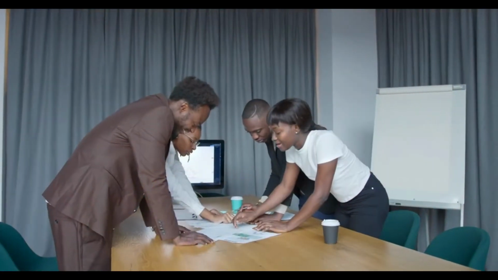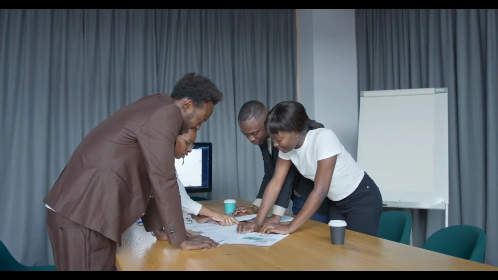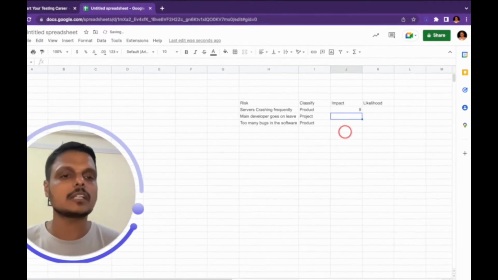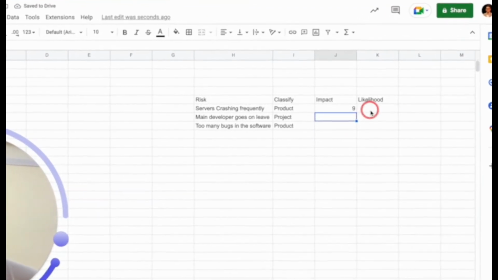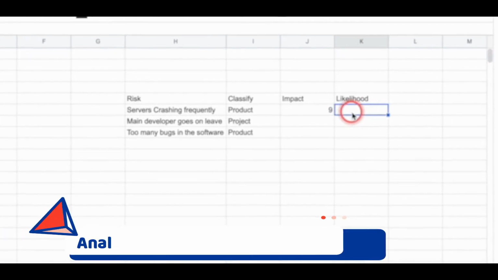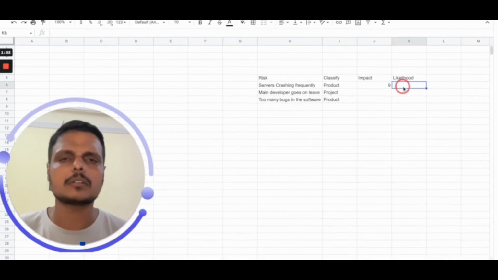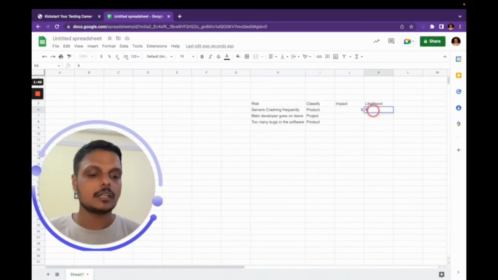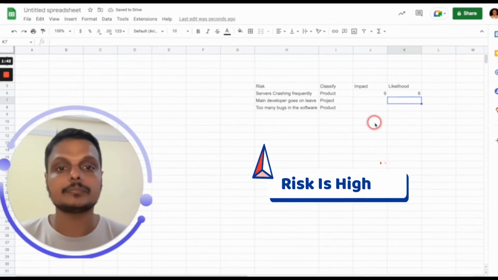In order to prioritize, give it a score between 0 to 10. Talk to the team and estimate. If this happens frequently, the impact is high, of course, on a scale of 10, 9. If the server crashes, nothing works. But what is the likelihood of it? How often has it happened in the past? Have we frequently seen this, or is it just once, which has happened in a year? If it is happening frequently, then definitely your score is high. So I would say, yes, this is happening frequently, so this is a risk that we need to take care of.